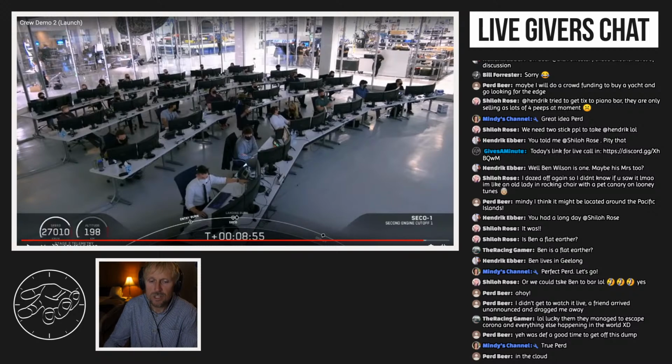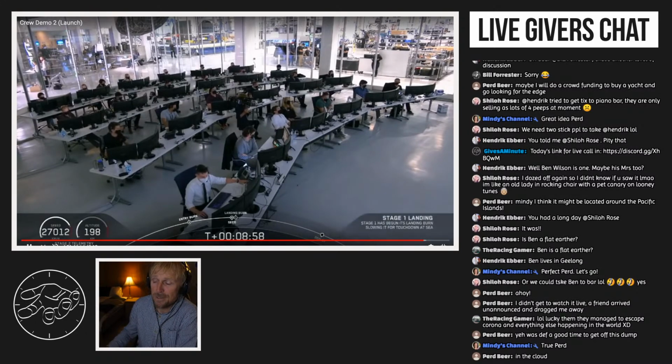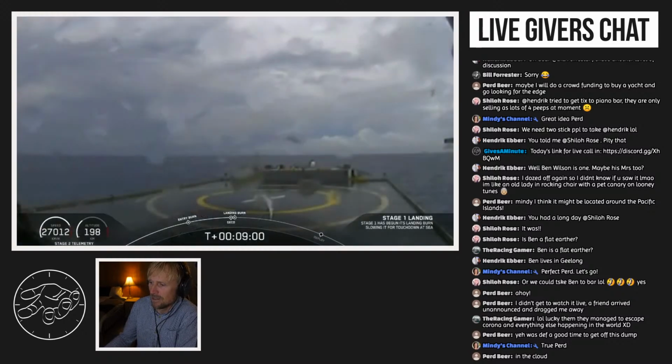I got to get myself a better chair. Looking at this, I'm like, look at the chairs they got. Big, massive backs. My chair's a piece of shit. The computers are in the cloud?